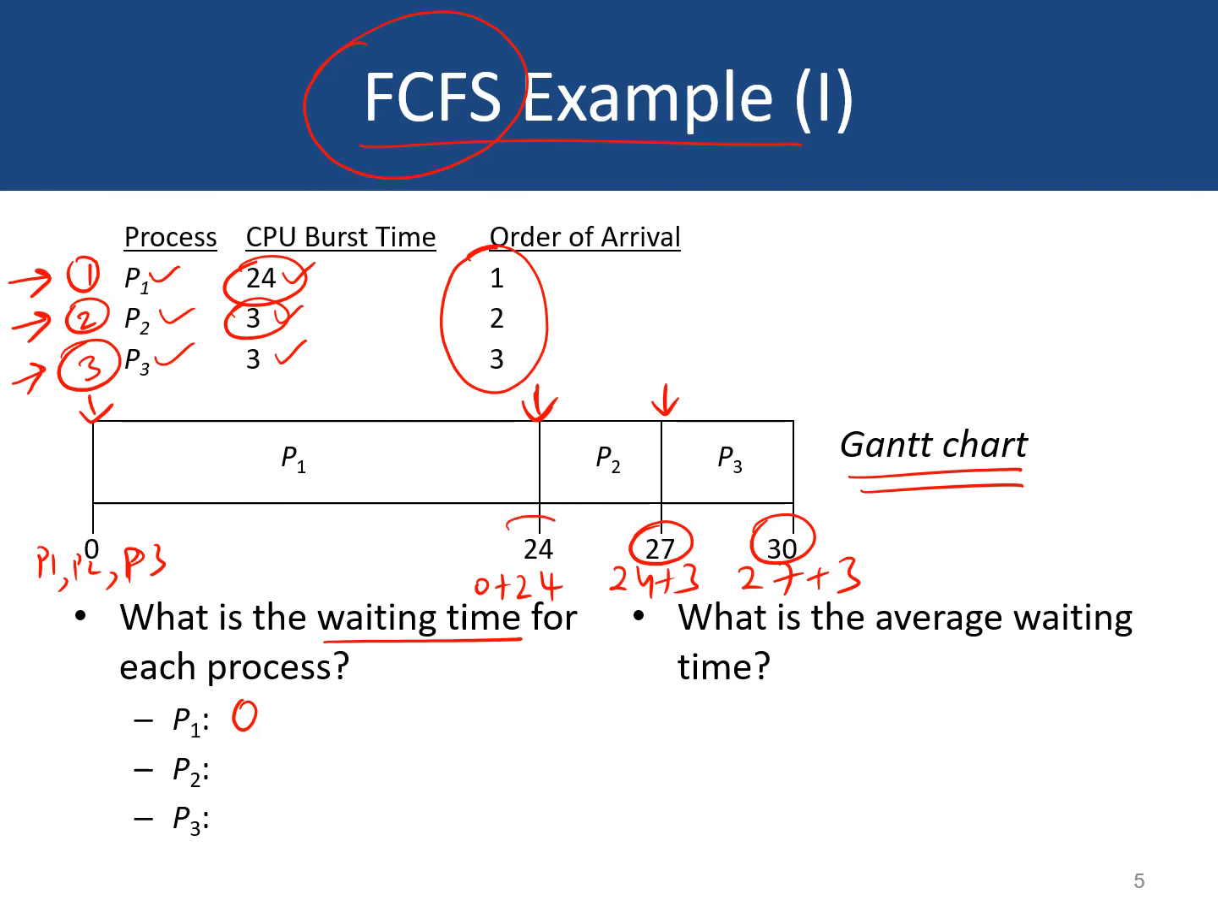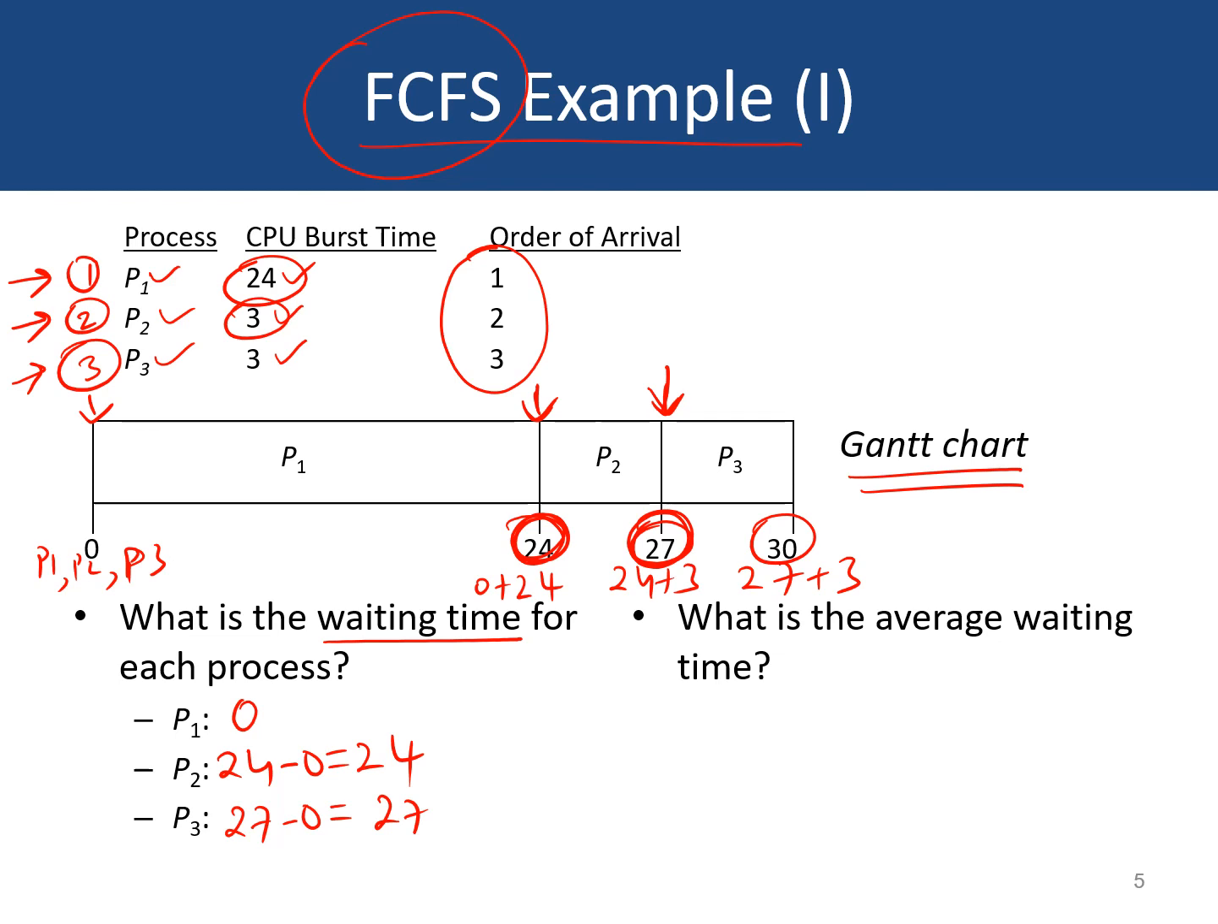Now P1 finished at time 24. And after that P2 was scheduled, but P2 was waiting. It had arrived at time 0, but it got to run after P1 finished at time 24, right? So the wait time for P2 was 24 minus 0, which is 24 milliseconds. Similarly, P3 entered the system at time 0, but it started execution at time 27 after P2 ended, right? So the wait time for P3 is 27 minus 0, which is again 27 units.